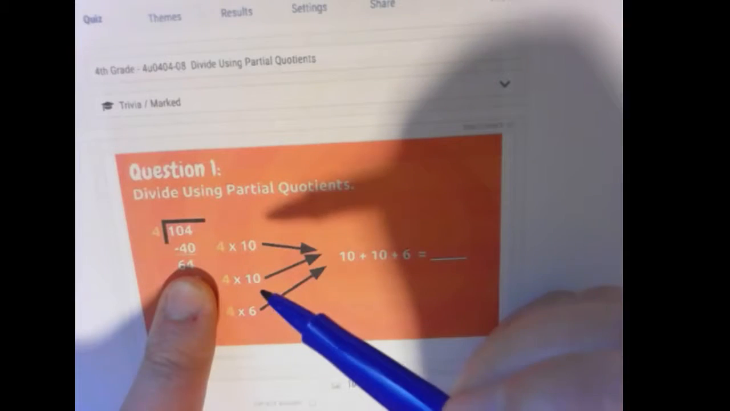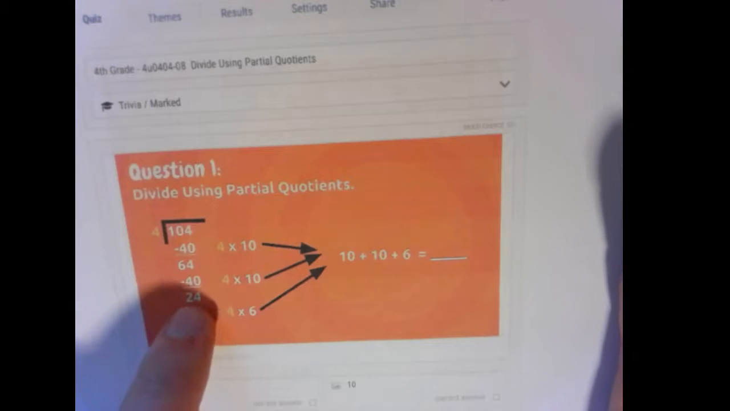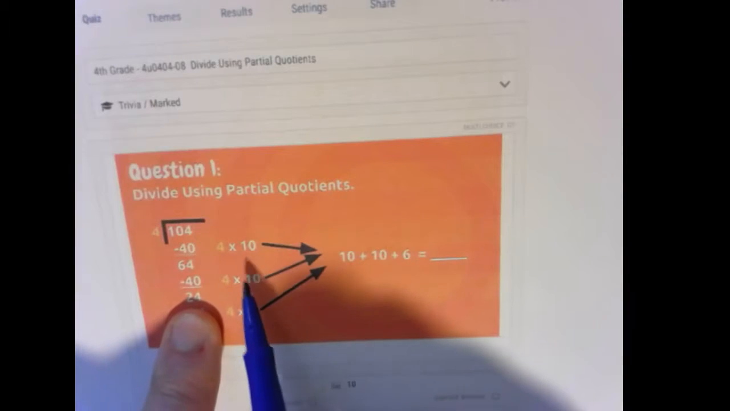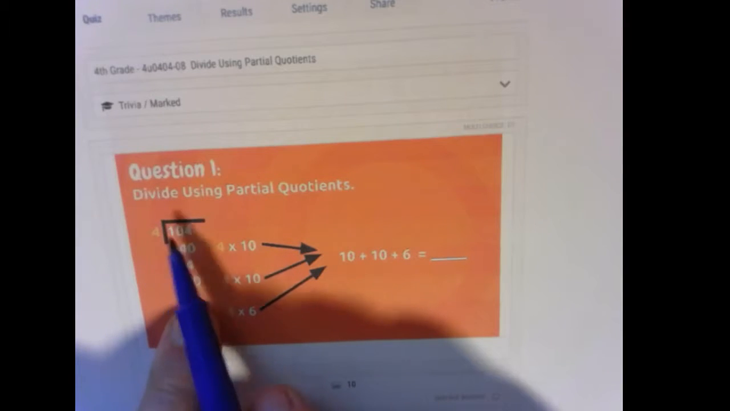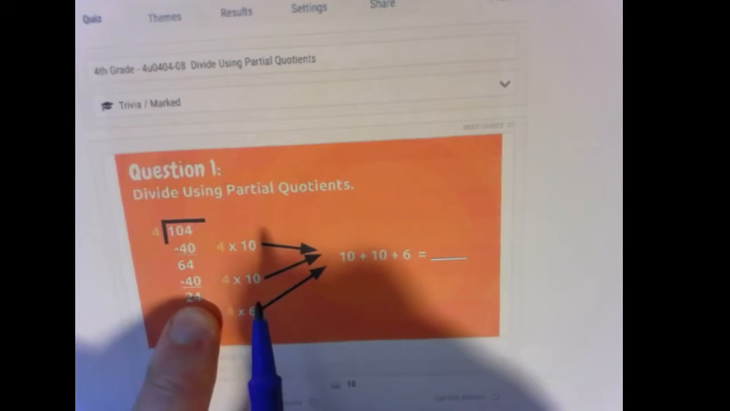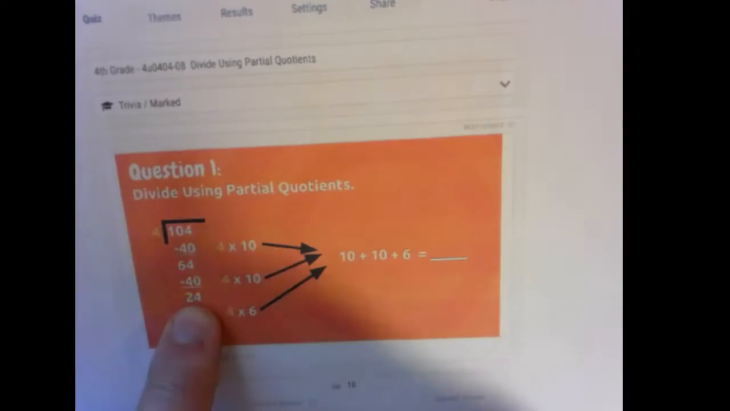Then we're going to do the same thing again. 4 times 10 is 40, and we're going to subtract 40 from 64, giving us 24. So we were able to subtract 4, 10 times, twice. Okay, so this is building off of the repeated subtraction.